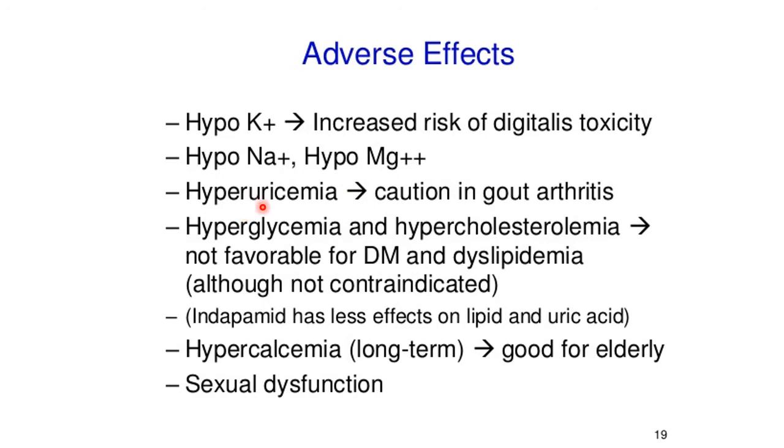Moreover, there is hyperuricemia, so you should be cautious in prescribing to patients of gout. They have bad effects on lipids as well as blood glucose. They produce hyperglycemia as well as hypercholesterolemia, so they are not favorable drugs for patients of diabetes mellitus as well as patients of dyslipidemia. Although they are not contraindicated, keep in mind they produce hyperglycemia and hypercholesterolemia.